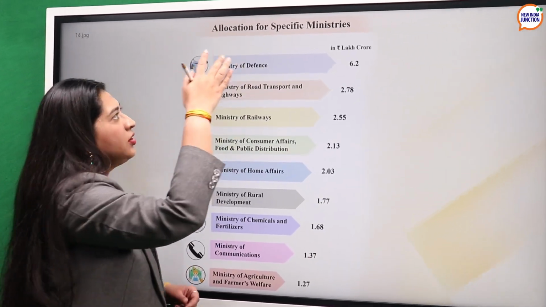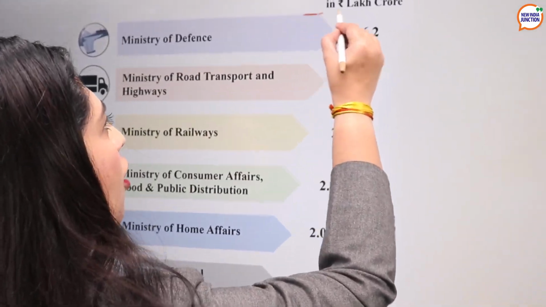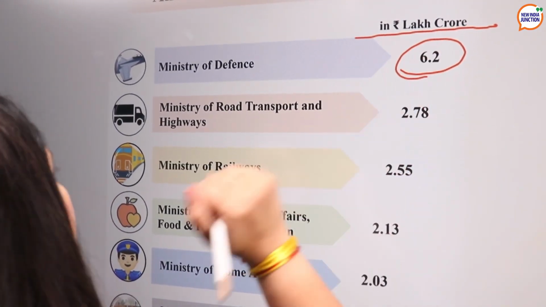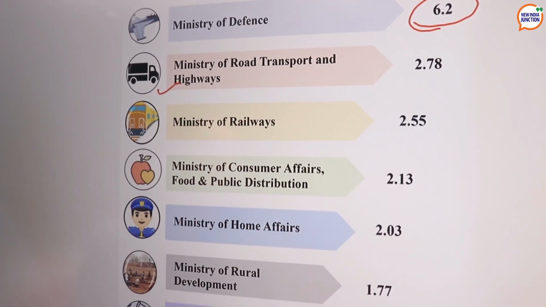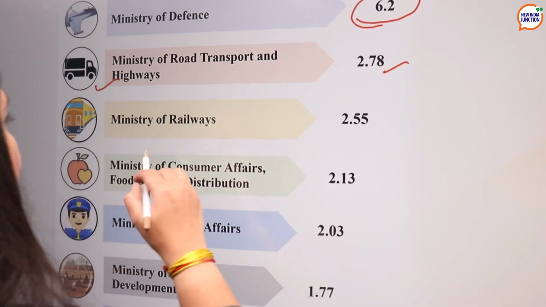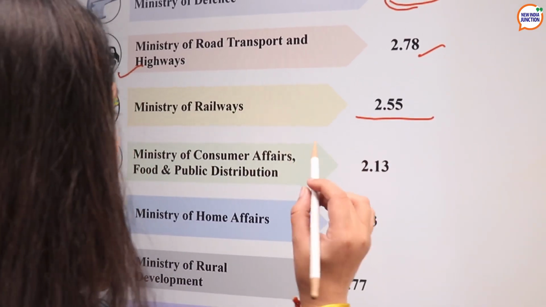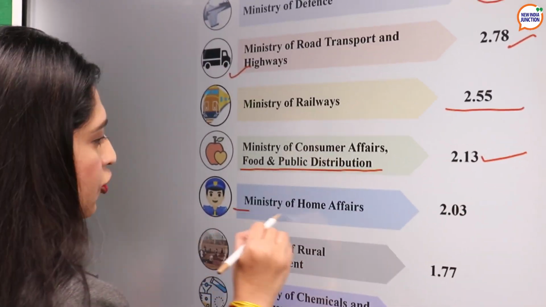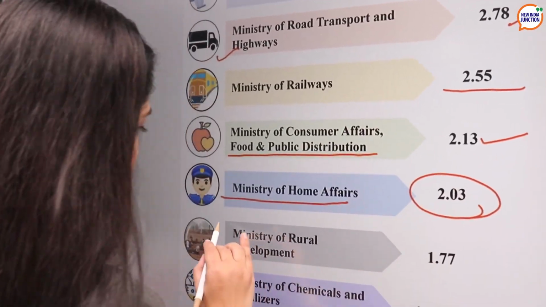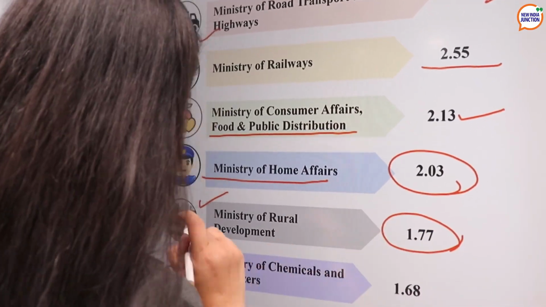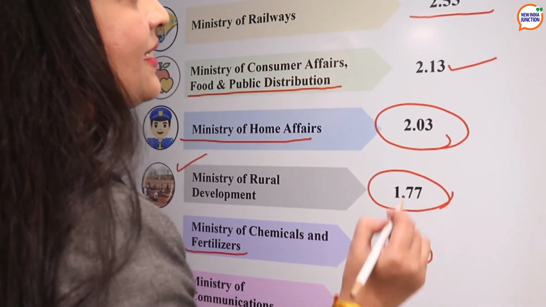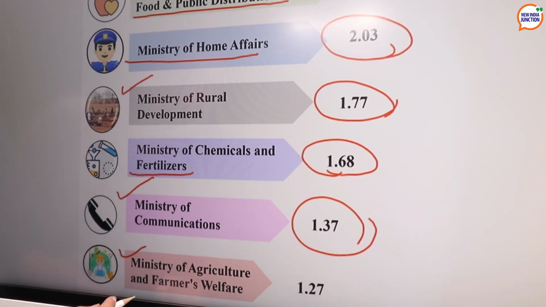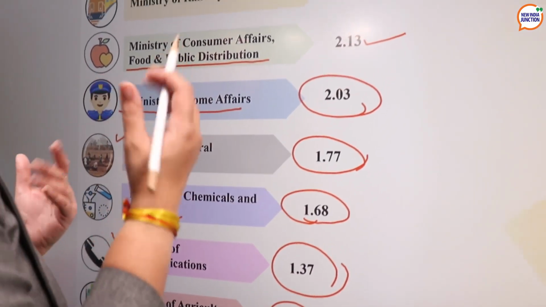Also, now let's look at allocation for specific ministries in terms of rupees lakh crore. So Ministry of Defence 6.2 lakh crore rupees, then Ministry of Road Transport and Highways 2.78 lakh crore rupees, Ministry of Railways 2.55 lakh crore rupees, Ministry of Consumer Affairs, Food and Public Distribution 2.13 lakh crore rupees, Ministry of Home Affairs 2.03 lakh crore rupees, Ministry of Rural Development 1.77 lakh crore rupees, Ministry of Chemical and Fertilizer 1.68 lakh crore rupees, Ministry of Communication 1.37 lakh crore rupees, and Ministry of Agriculture and Farmers Welfare 1.27 lakh crore rupees.